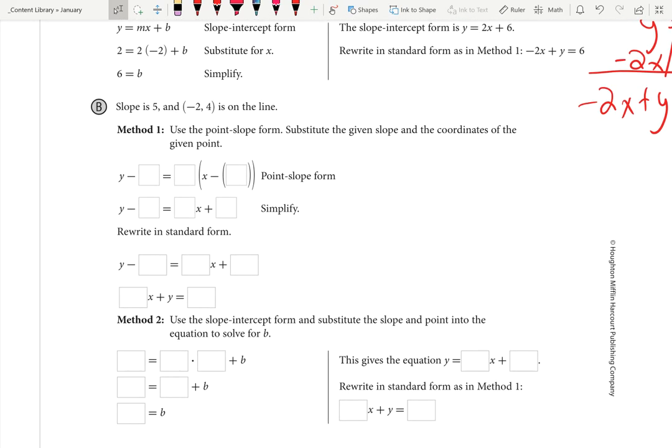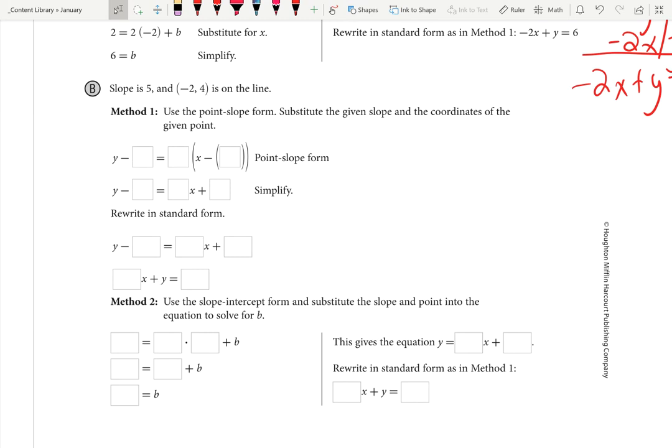So let's fill in some of these boxes. So for b, slope is 5 and point of negative 2, 4. So if we're going to use point-slope form, which is probably a good idea given the fact that we have a point and a slope, the y value is 4, so this would be y minus 4 equals slope is 5, so this number would be 5, and then x minus this x value, which is negative 2. Now ultimately, this minus negative will look like plus, so that's why you see this plus sign here.